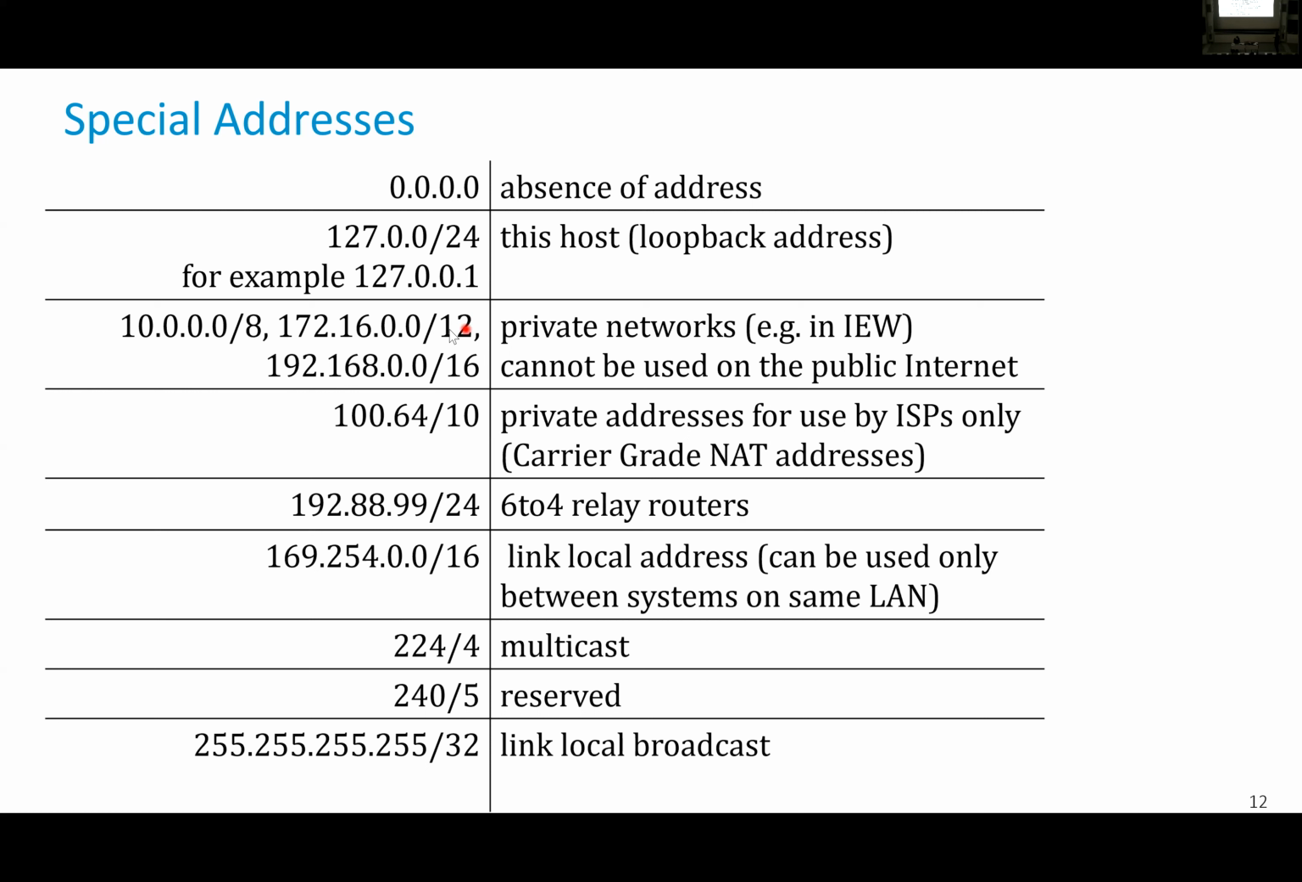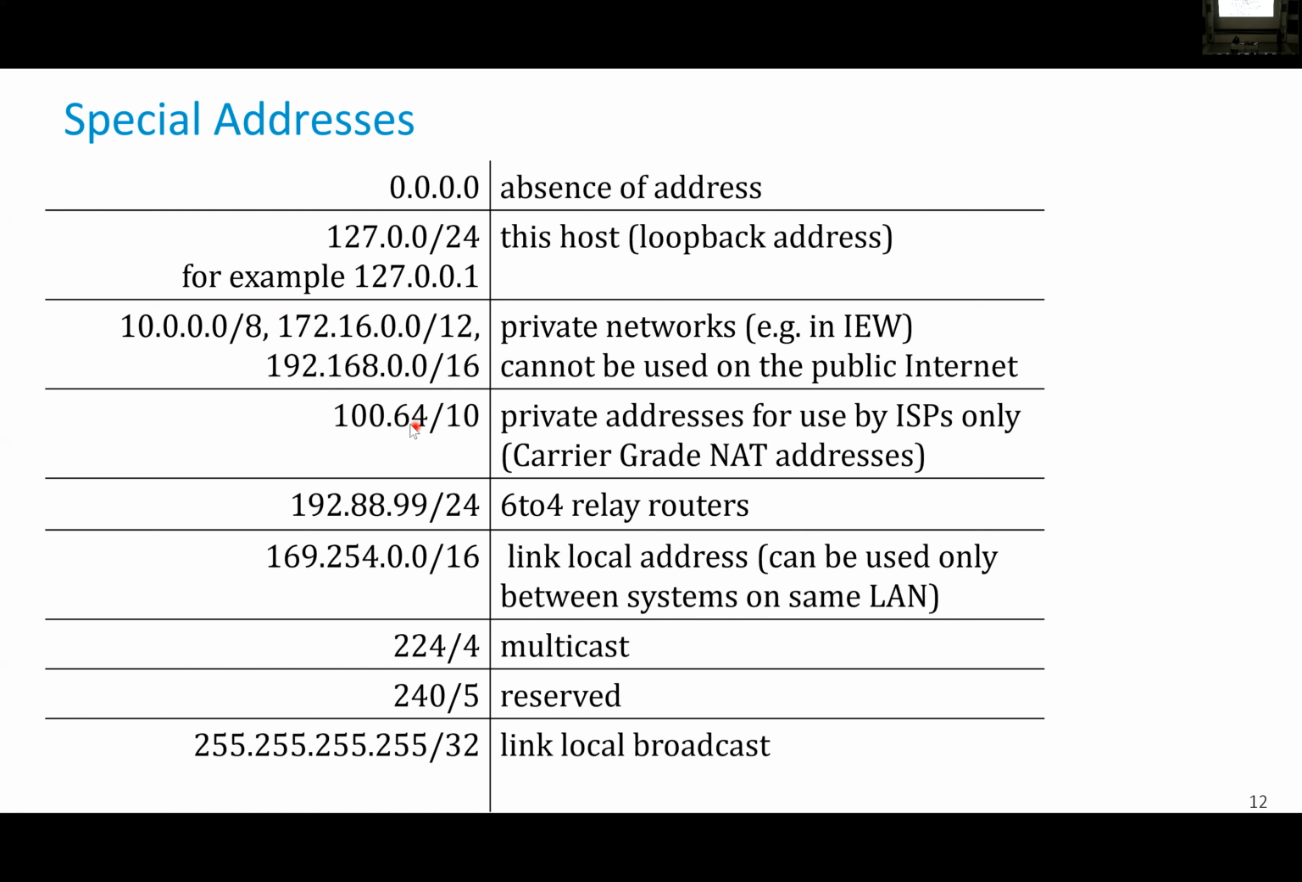So there are 3 blocks: a small block of 16-bit prefix, a mid-sized block of 12-bit prefix, and a large block of 8-bit prefix. They are widely used. At home on my ADSL modem, I have addresses in this block here. So home networks very often use this block, and larger private networks use this or that block here.